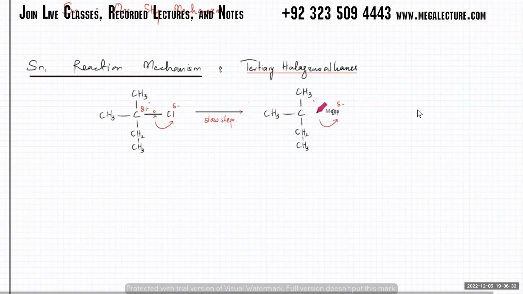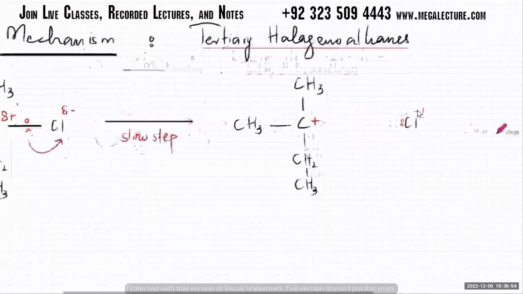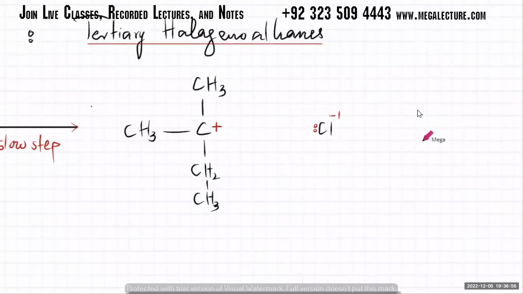And the Cl will become negative. It's going to take both electrons, and the carbon will become positive. Okay, the Cl minus will go away. Now, when this happens, you've got an opening, and the nucleophile will slip in. So the Cl minus will break and leave.